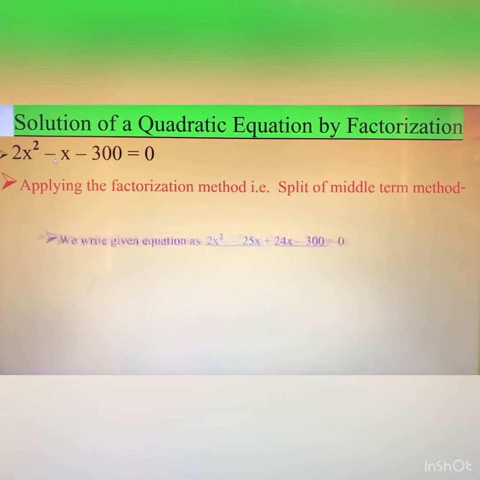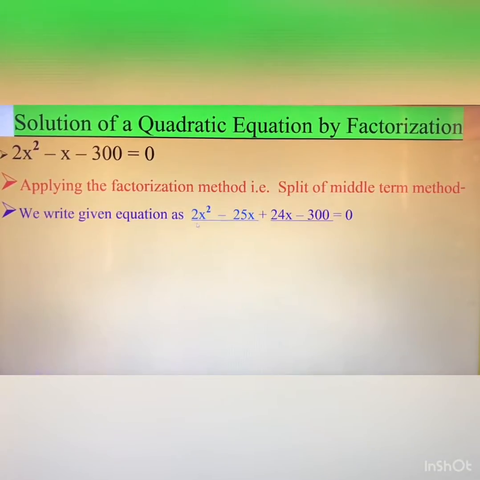So you can write this equation in the form of 2x square minus 25x plus 24x minus 300 equal to 0, because the product of 25 and 24 is 600 and the difference of 25 and 24 is minus 1. Now in the first pair you can see that there is a common x. So you will take x common in the first two terms, and in the last two terms you can see that 12 is common.